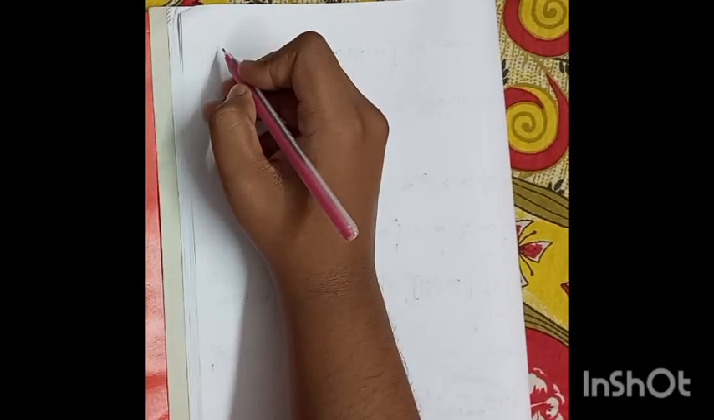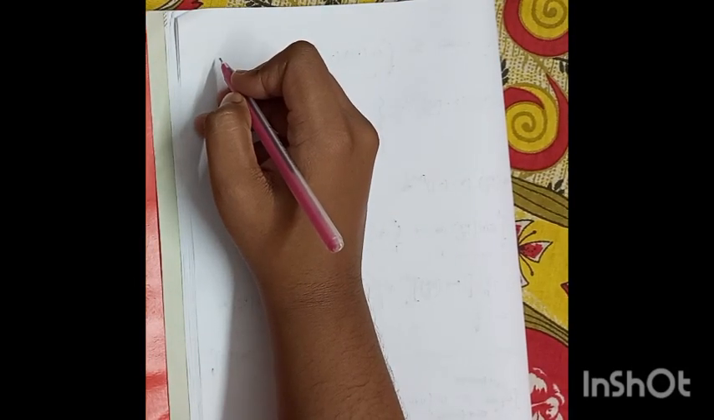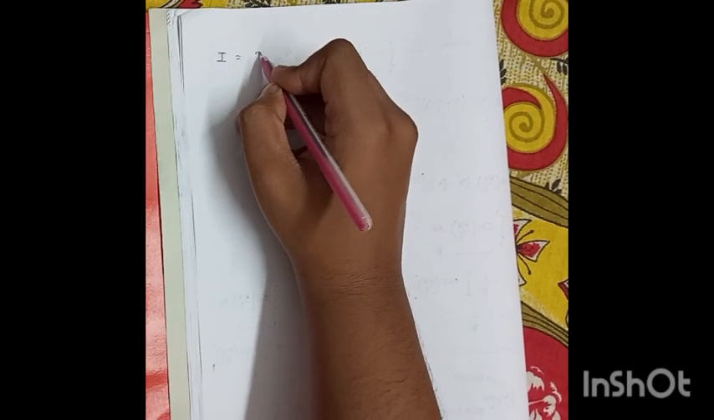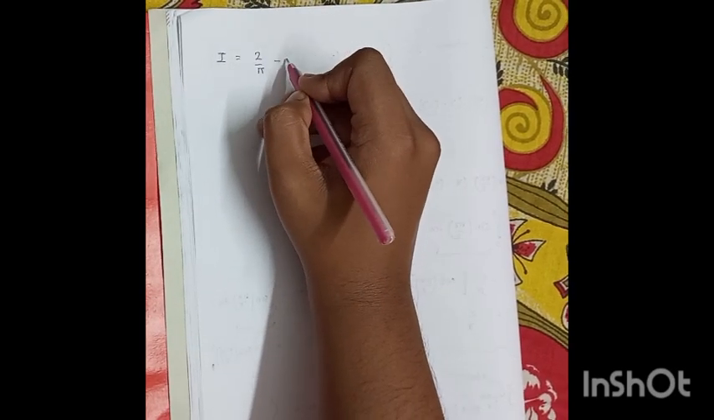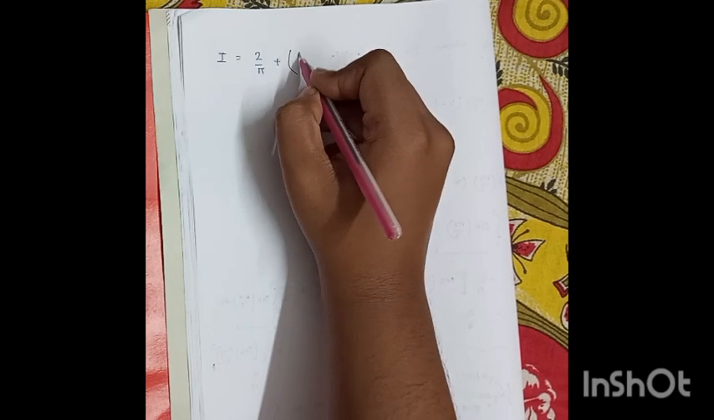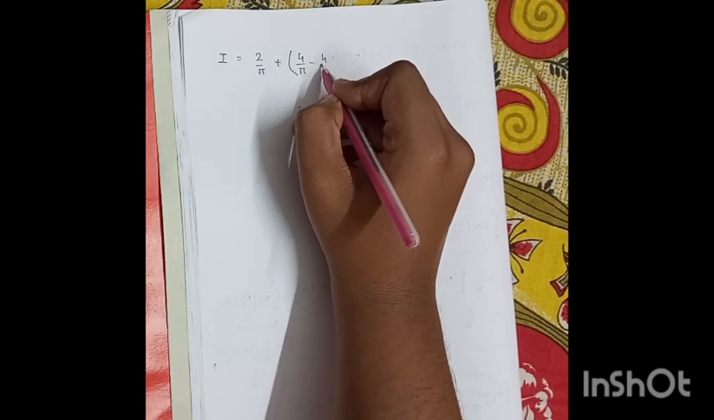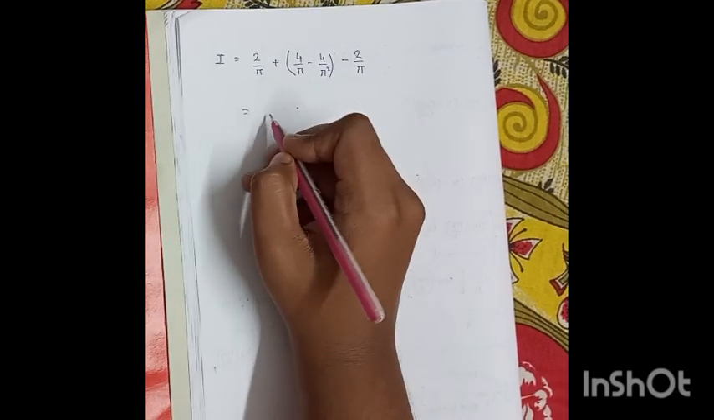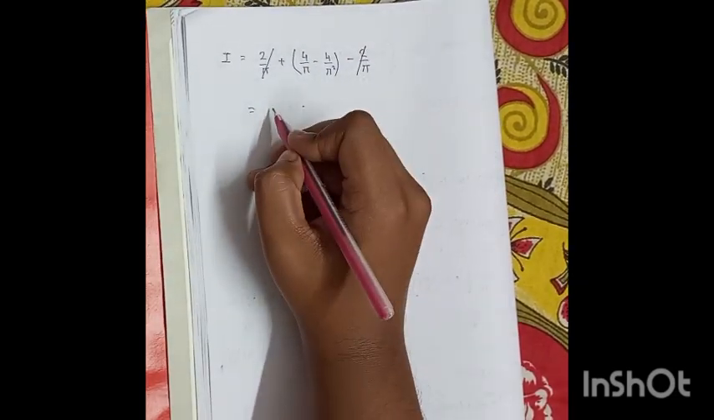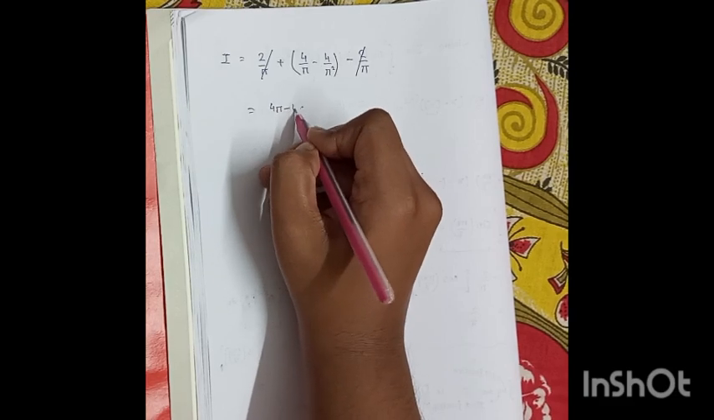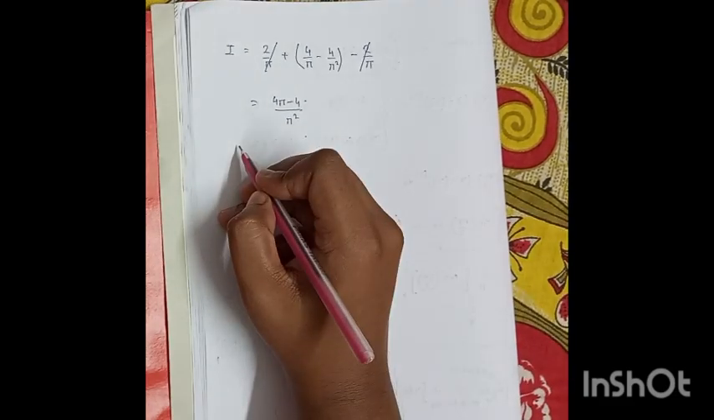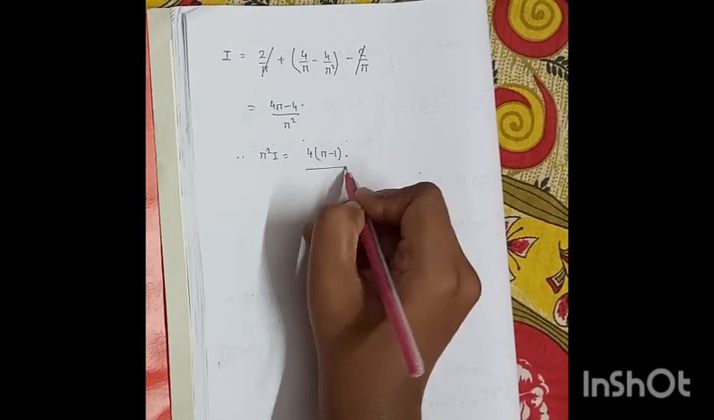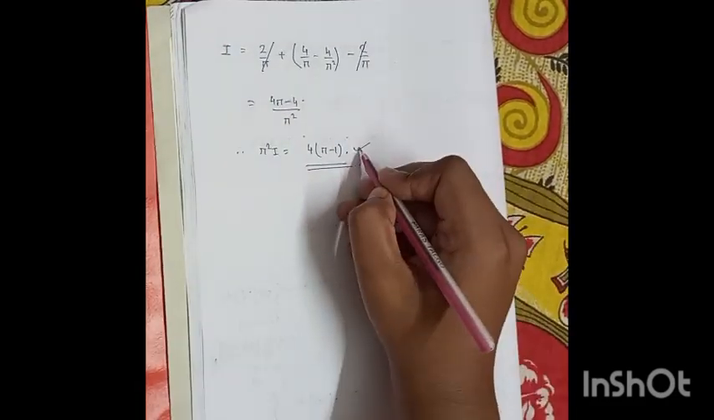So if we add all those expressions, then we get our I will be something like this: 2 over pi, then plus 4 over pi minus 4 over pi square minus 2 over pi. So this will cancel each other, and we get 4 over pi minus 4 over pi square. So pi square times I will become 4 into pi minus 1. This will be our answer.